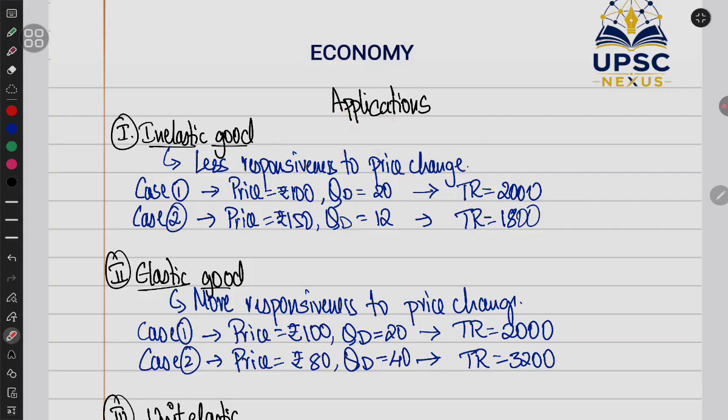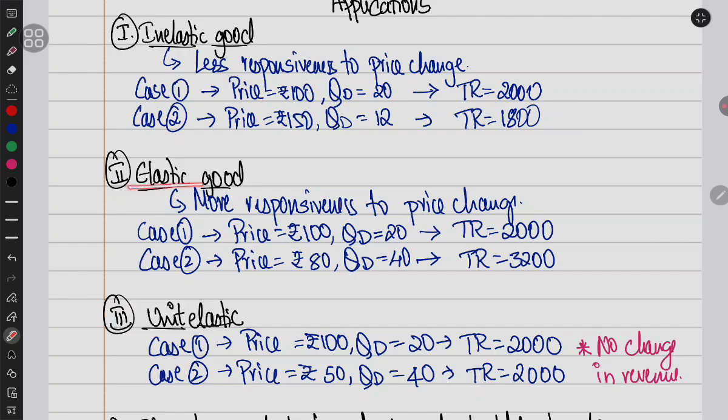See, consider the earlier price of a good was 100 rupees. There were 20 units of quantity demanded, so total revenue was 2000. And case 2 was the price becomes higher, 150 rupees, and quantity demanded almost remains the same, so total revenue is 1800. These are inelastic goods, that is less responsive to price change. And then comes elastic good, there is more responsiveness to the price change.